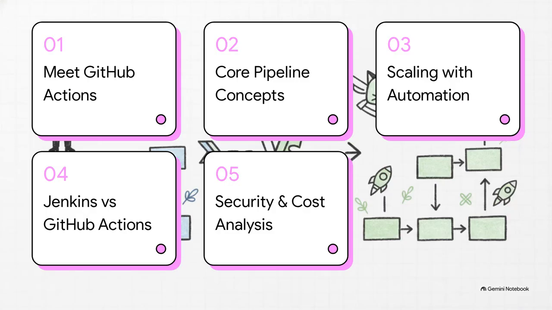Here's our roadmap for today. First, we'll meet GitHub Actions. Second, we'll cover core pipeline concepts. Third, scaling with advanced automation. Fourth, we'll pit Jenkins versus GitHub Actions. And fifth, we'll wrap up with security and cost analysis.